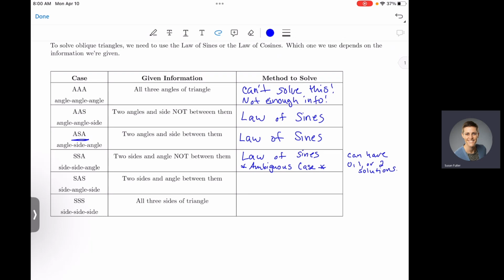Next situation we can find ourselves in is side, angle, side. This is when you are given two sides and the angle that is between them. So when you're given two sides and the angle between them, this is a law of cosines situation.